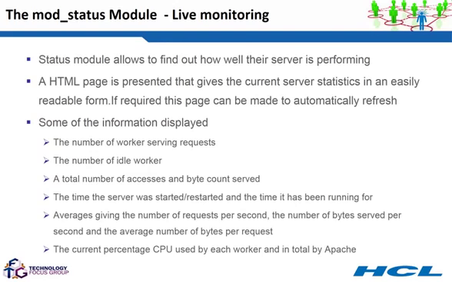Some of the information which is displayed: number of workers serving requests, number of idle workers, total number of accesses and byte count, the time the server was started or restarted, and the time it has been running. It also gives averages: the number of requests per second, how many requests you're getting, the number of bytes per second, and all those kinds of things. Also the current percentage of CPU used by each worker. So some of the information you will see on that page is this.